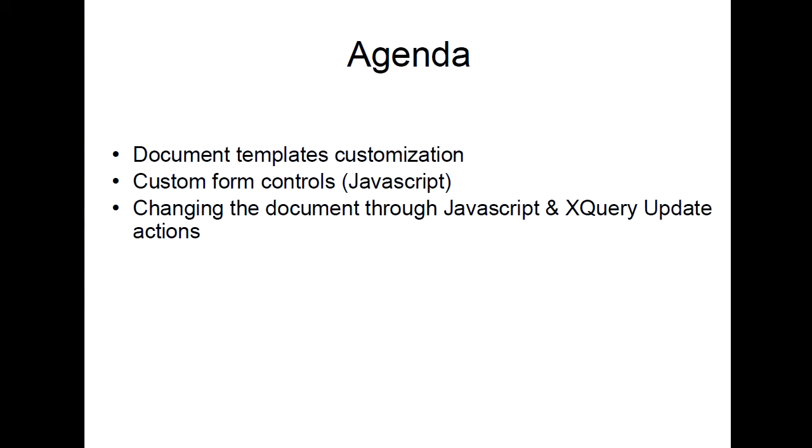So let's see a couple of other cool things that you can do in Oxygen's author mode. For today's agenda, we're gonna talk about document templates and how you can customize them. I hope my colleagues raised your interest regarding form controls because you're about to get another dose, this time about custom form controls. And we also see how you can change the document through JavaScript and XQuery update actions.